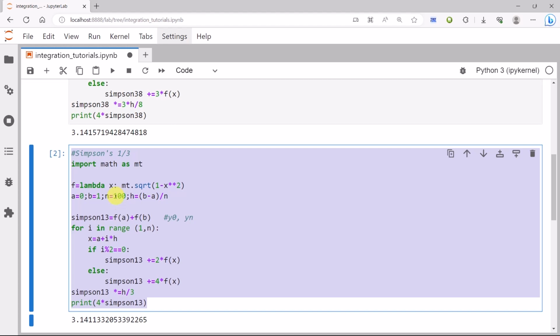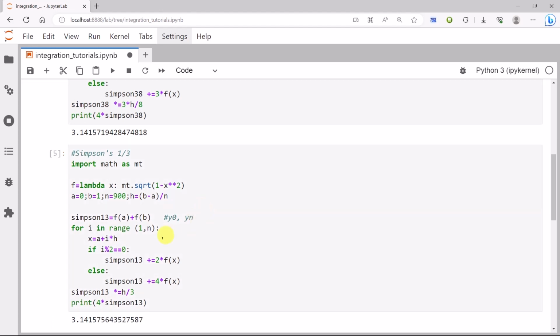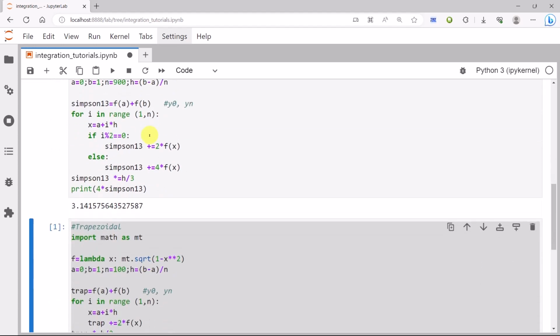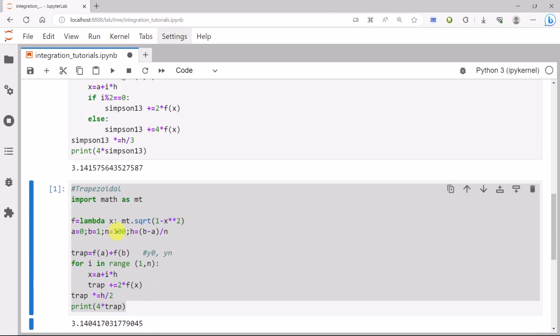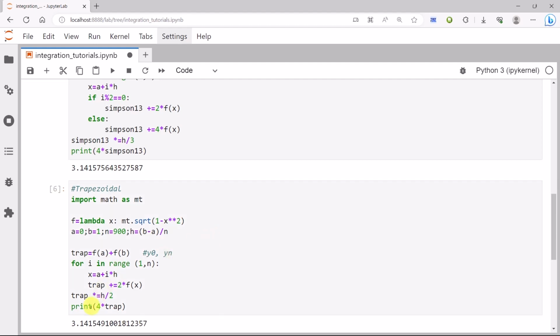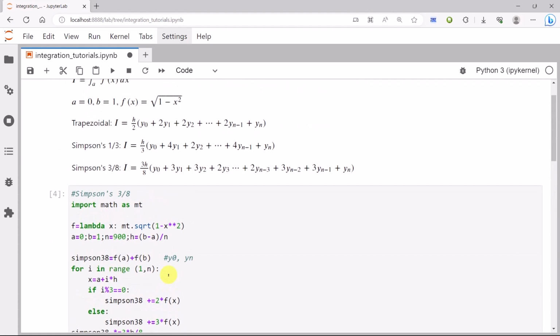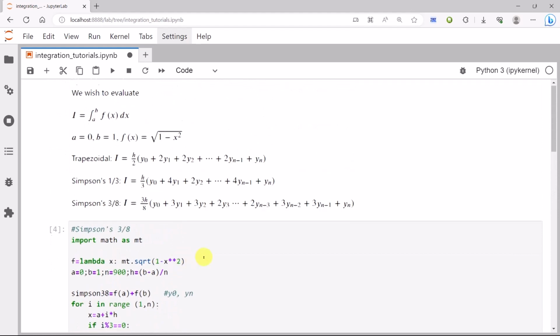It will work for 900 because it works for even number. 900 is even number. 3.14157. So you can see that they are pretty similar. Simpson 3/8, Simpson 1/3, they are pretty similar because they are of same order of accuracy. Here I take 900 in trapezoidal. You can see 3.154. So it is also very close to Simpson's 1/3 and Simpson 3/8.